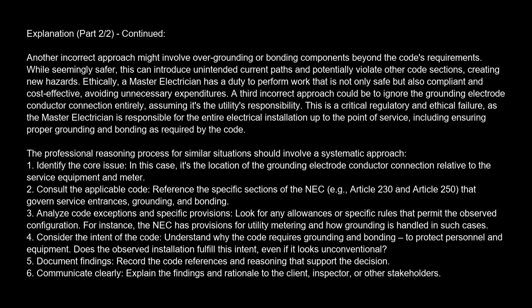4. Consider the intent of the code. Understand why the code requires grounding and bonding to protect personnel and equipment. Does the observed installation fulfill this intent, even if it looks unconventional? 5. Document findings. Record the code references and reasoning that support the decision. 6. Communicate clearly. Explain the findings and rationale to the client, inspector, or other stakeholders.